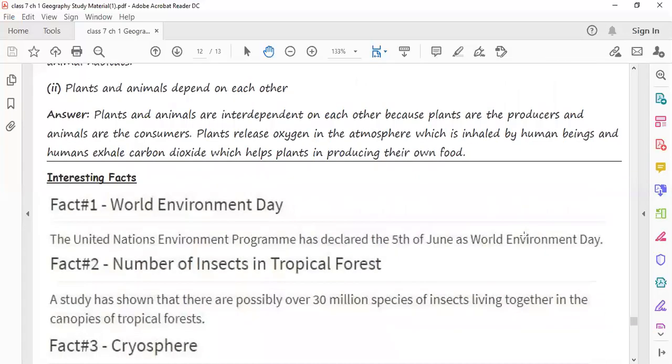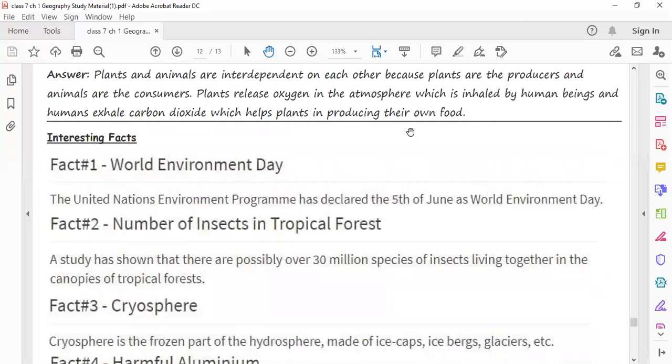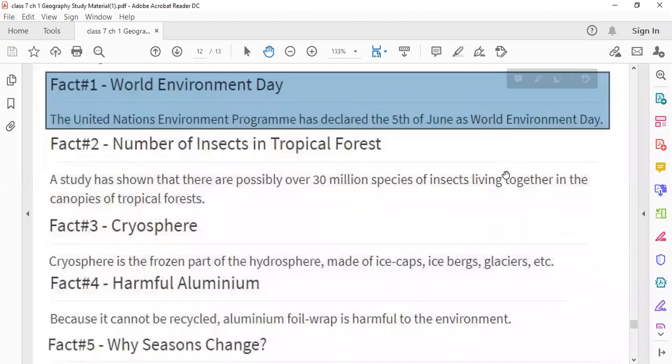Now, let's look at some of the interesting facts. Now, fact number 1. We all know that the United Nations Environment Program has declared 5th of June as the World Environment Day. Now, fact number 2. Number of insects in tropical forests. A study has shown that there are possibly over 30 million species of insects living together in the canopies of tropical forests. 30 million species of insects are there.